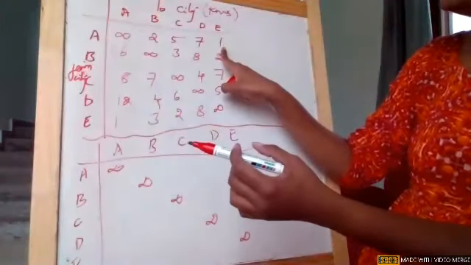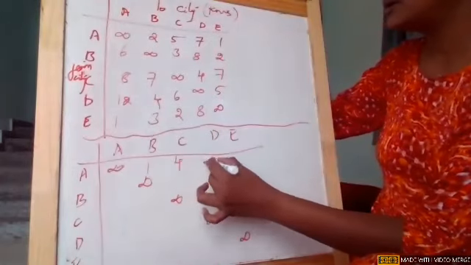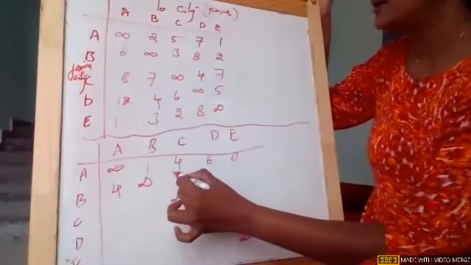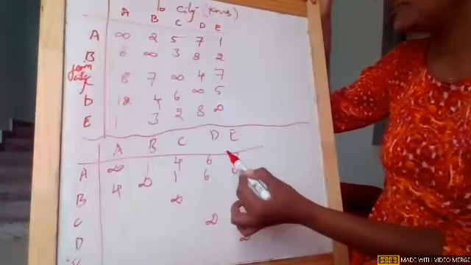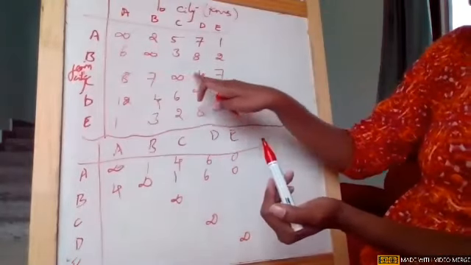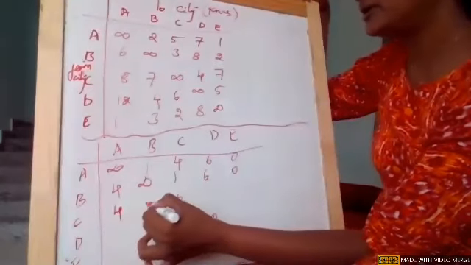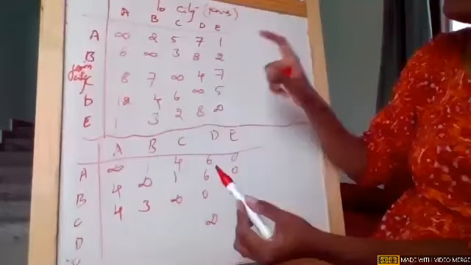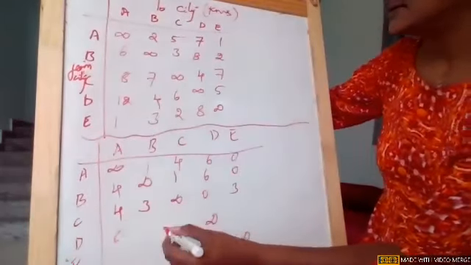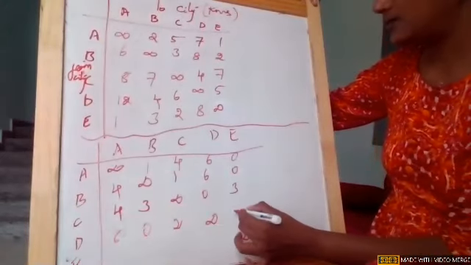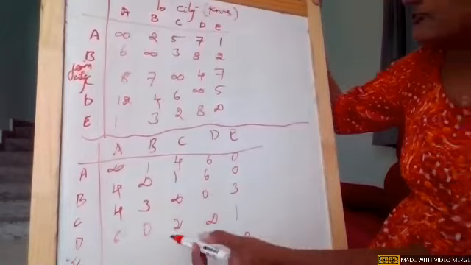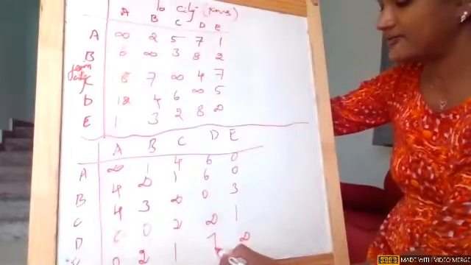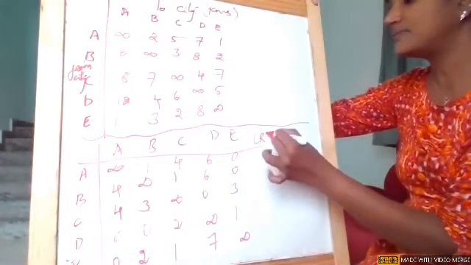Now for the row reduced matrix, in the first row the smallest value is 1, so the row becomes 1, 4, 6 and 0. In the second row the smallest value is 2, so it becomes 2, 4, 1, 6 and 0. In the third row the smallest value is 4, so it becomes 4, 3, 0 and 3. In the fourth row it is 4, so it becomes 8, 0, 2 and 1. And for the fifth row it is 1, so it becomes 0, 2, 1 and 7. So this is how we got the row reduced matrix.